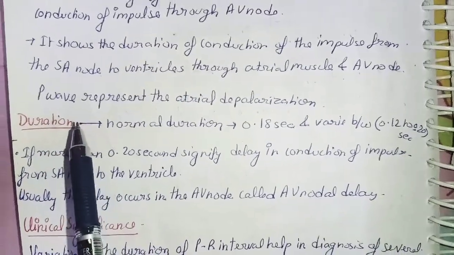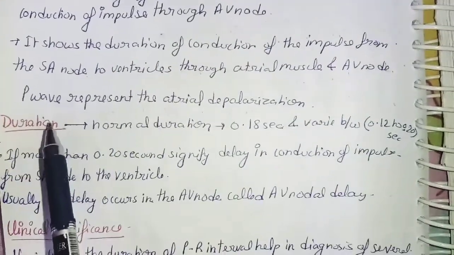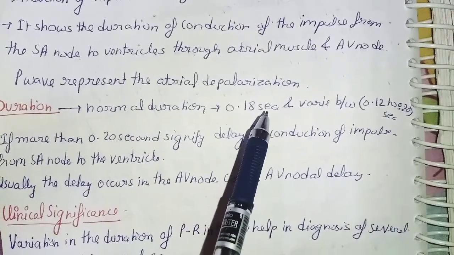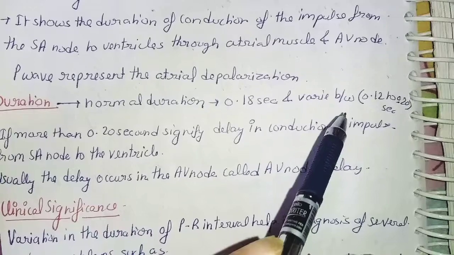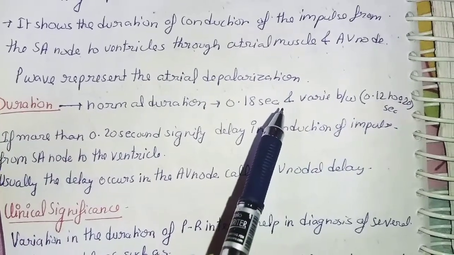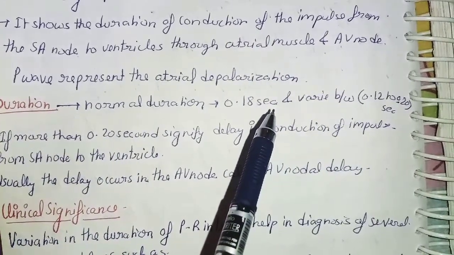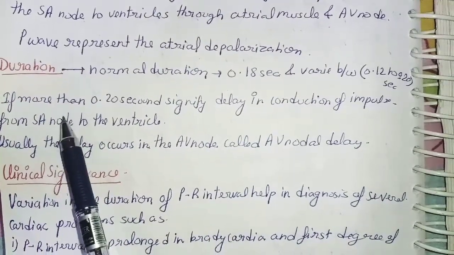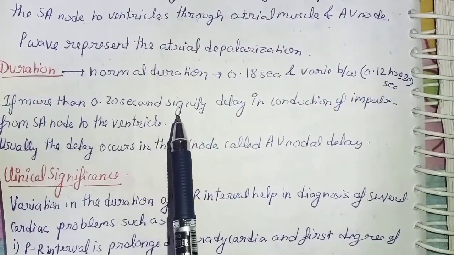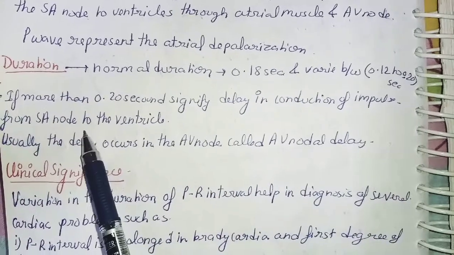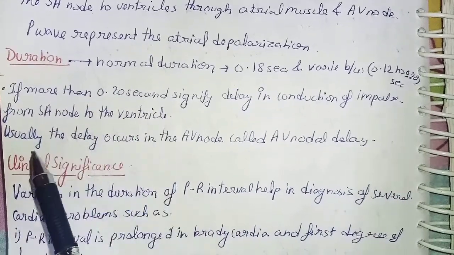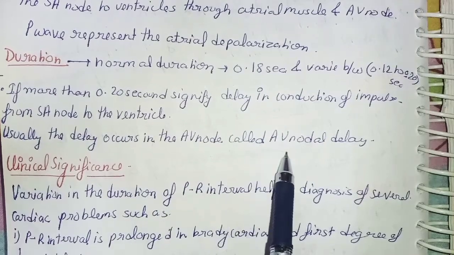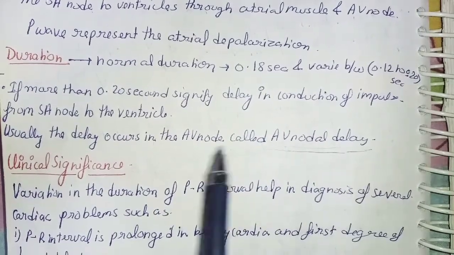Duration of PR interval. Normal duration is 0.18 second and varies between 0.12 to 0.20 seconds. If more than 0.20 seconds, it signifies delay in the conduction of impulse from SA node to the ventricle. Usually the delay occurs in the AV node, called AV nodal delay.